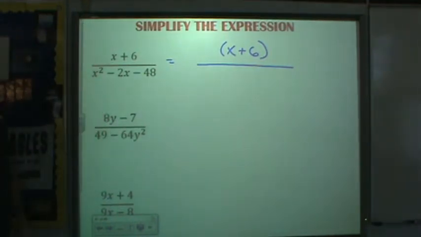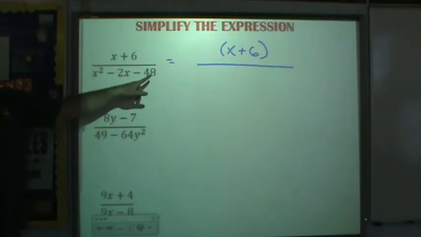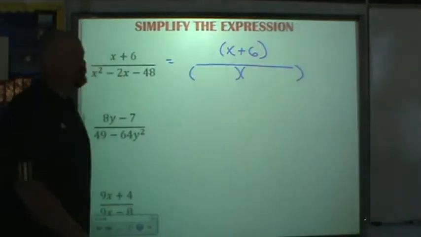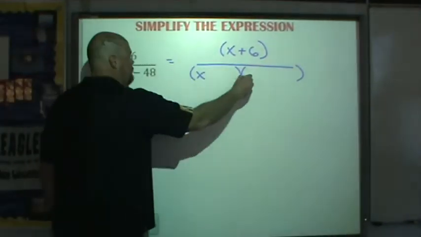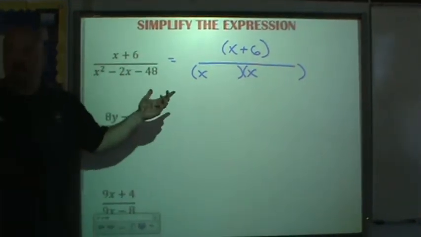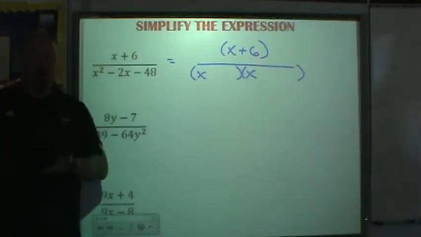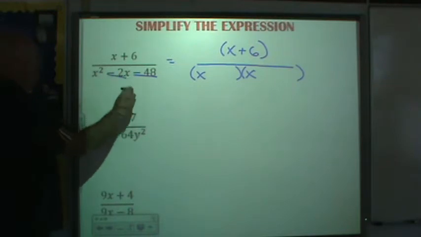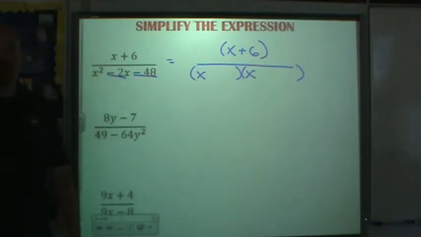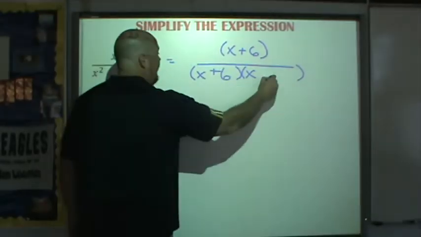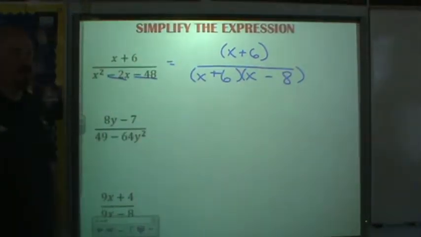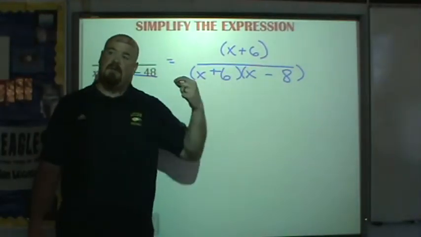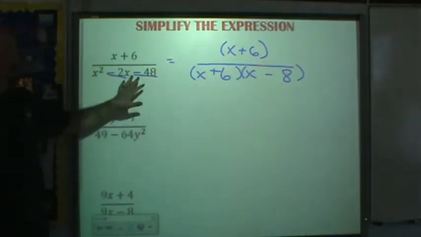On the bottom, it's a quadratic trinomial. We can attempt to factor it like this. Right? X is in front. Now when we were doing this last week it was with the box method, trying to find numbers that multiply to be negative 48 and add to be negative 2. Those two numbers are positive 6 and negative 8. So these binomials are the factors of the denominator. I have factored this.